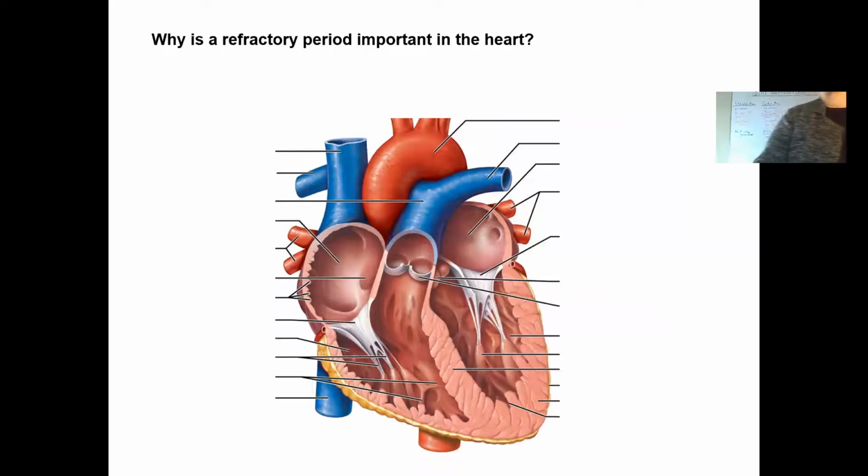And so why is this important? We kind of just discussed it, but we need the blood to get from the atrium to the ventricles. You need time for it to fill before it's going to contract again. So that's a lot of the point.